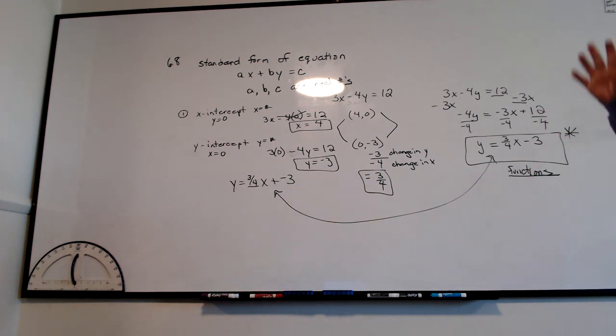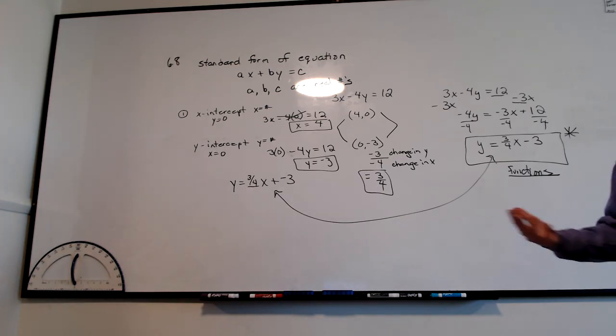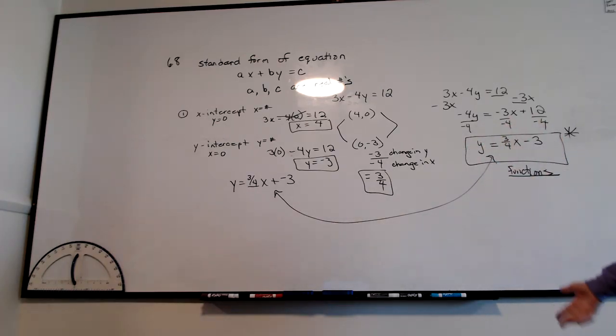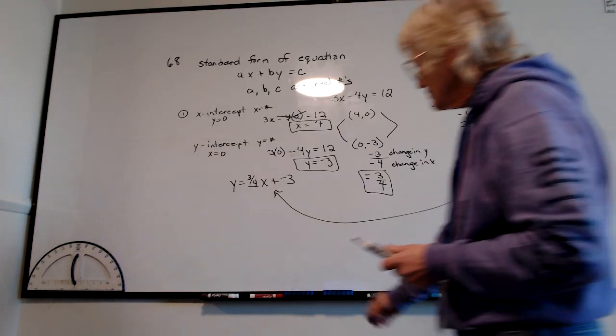And so that's basically the idea of 6-8. Just introducing you to that standard form so that you can know it, you can see it, you can understand that, yeah, it's still a line, but it's just written in a different form than our slope-intercept.